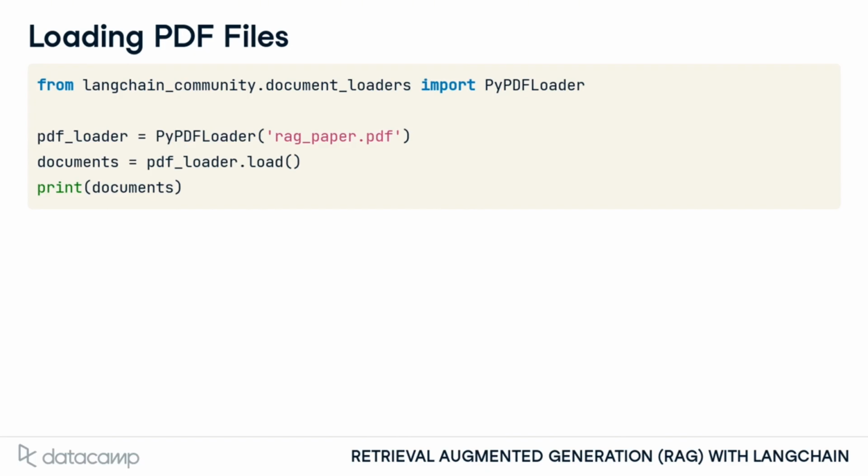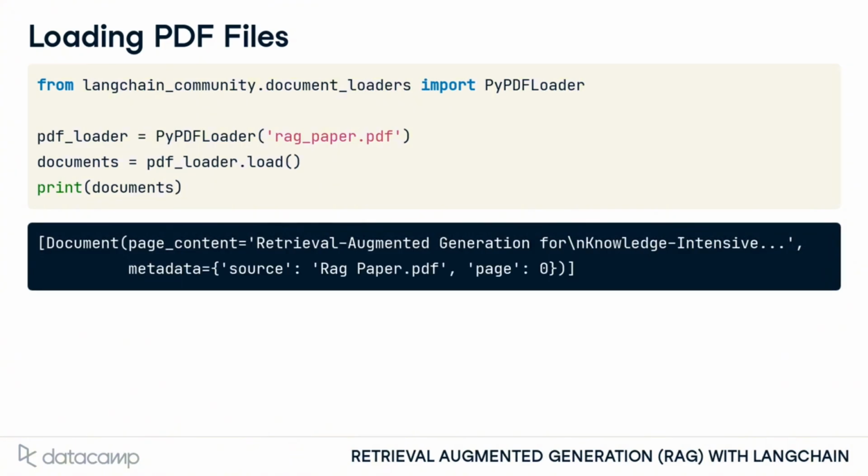Next, we'll use the PyPDFLoader to load PDF files. PDFs are a commonly used document format that can store text and images. Like CSVLoader, this class takes a file path to create the document loader and has a .load method to load the document into memory. We're starting to see a pattern here.